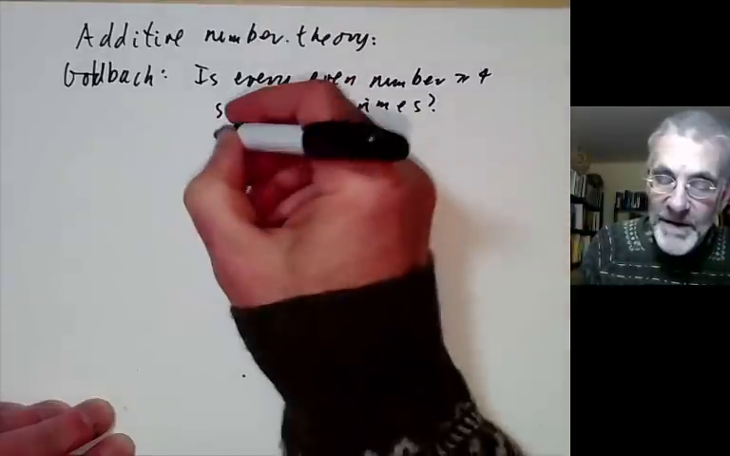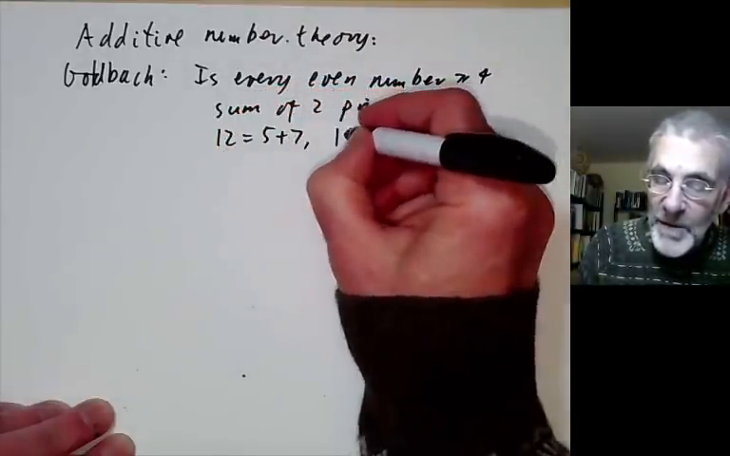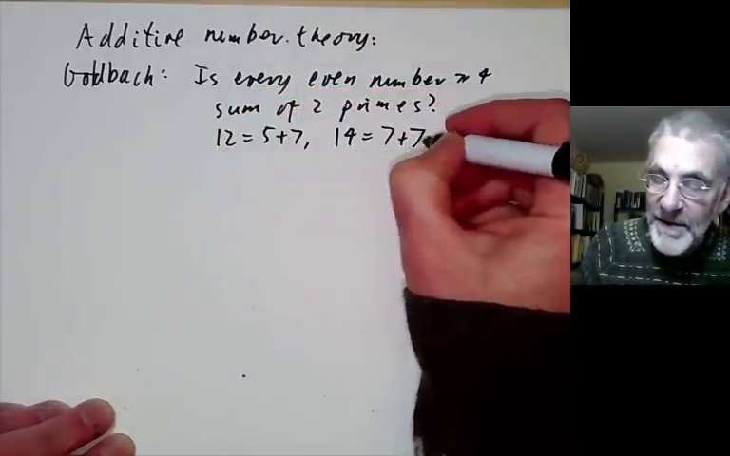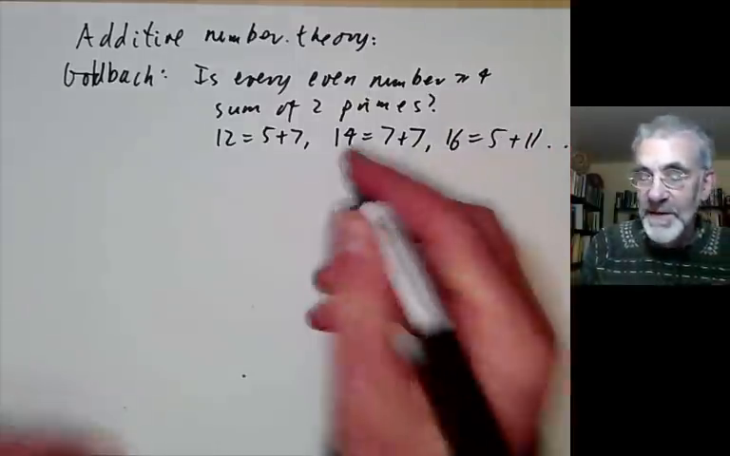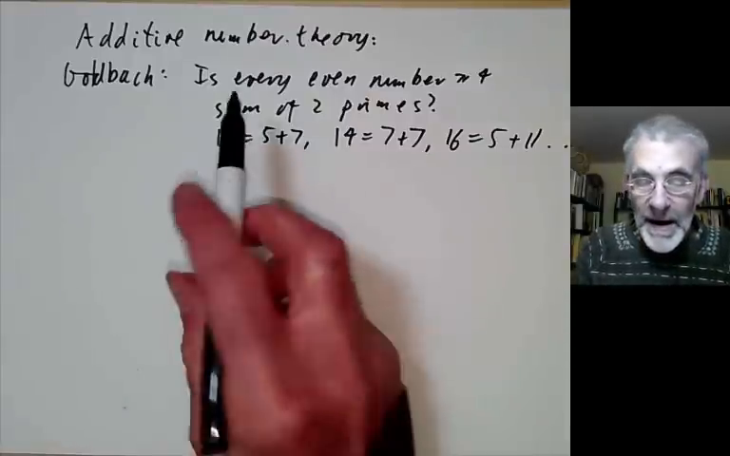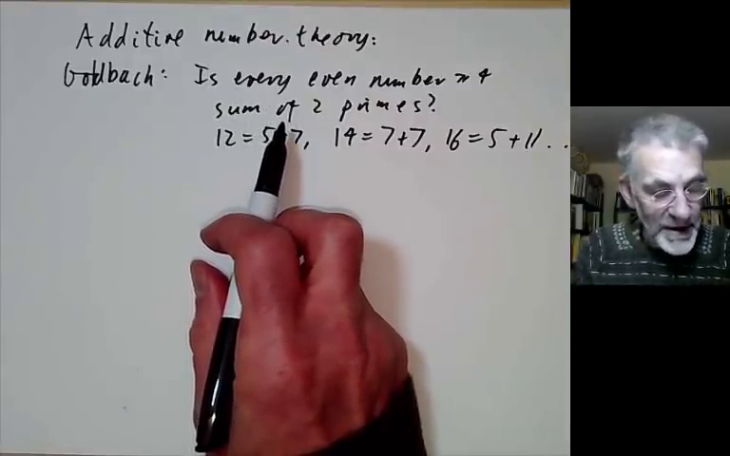So most of them are. For instance, we can have 12 is equal to 5 plus 7, and 14 is equal to 7 plus 7, and 16 is equal to 5 plus 11, and so on. So this certainly seems to be true. And this seems to be an extraordinarily difficult question to answer.